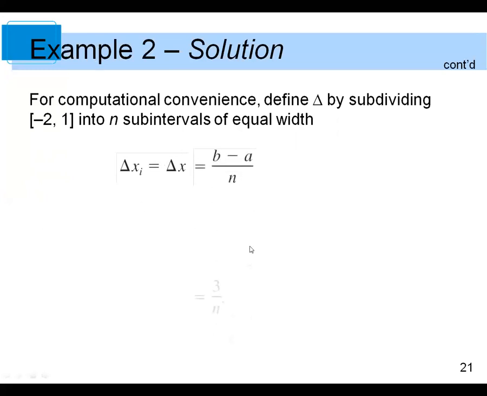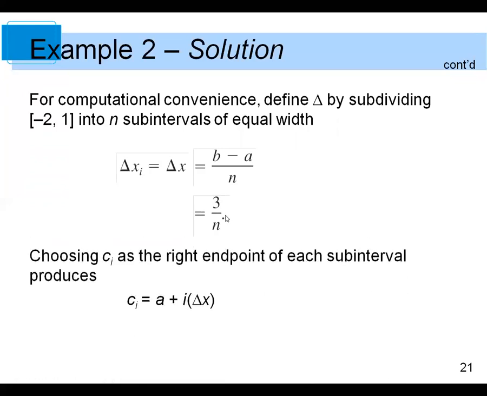So delta x is b minus a over n, which would be 3 over n. So 1 minus -2 is 3 over n, where n represents the number of rectangles. Choosing ci as the right endpoint of each interval produces, remember, to get ci, if you want right endpoints, you start at the beginning of your interval and add i times your delta x. And as you go up each i, that's going to be the right endpoint of whatever rectangle. So if i was 1, that'd be the right endpoint of your first rectangle. If i is 2, that'd be the right endpoint of your second rectangle, and so forth and so on.